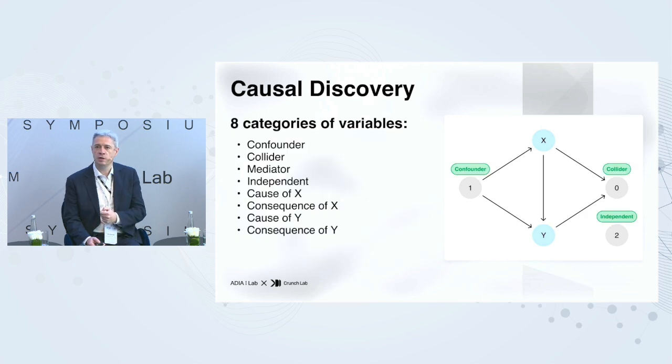The way in which we evaluated the participants on this kind of problem is interesting because of the variables, and I'm spending a little bit of time on the details because it's important to understand what comes next. The roles of the variables in this graph are just a few categories. For example, variable 1, that causes both X and Y, the treatment and the effect, is called a confounder. Variable 2 is called independent because it's independent of the others. Or variable 0, which is caused by X and Y, is a collider.